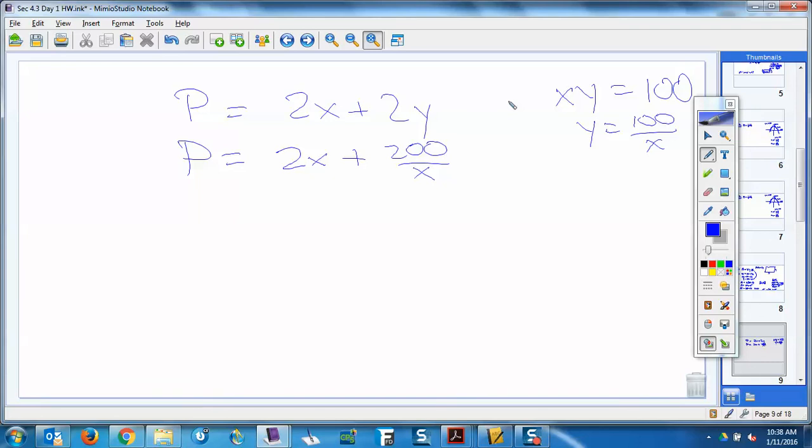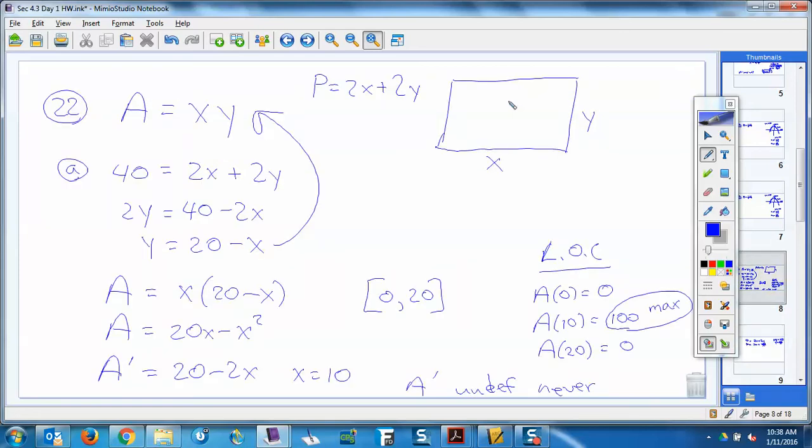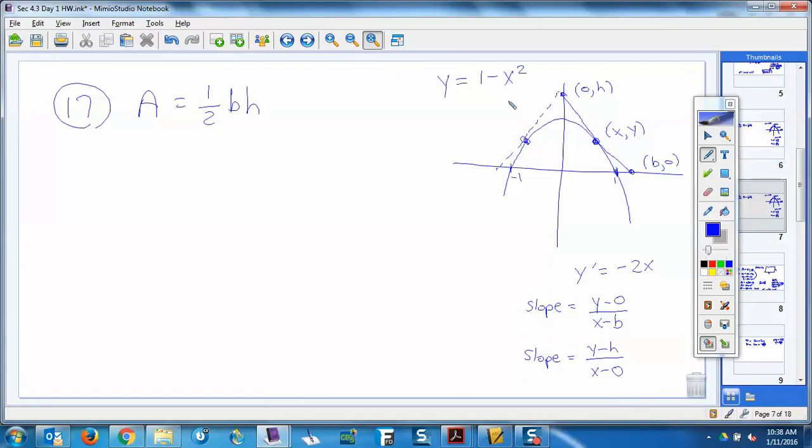Anybody have a question on the rest of this? With the x on the bottom, obviously you're going to get a negative 2 power in your derivative when you solve it, but it's the same process. Okay? Same process. So, all right. So that's 22. So let's talk here about Shanghai.